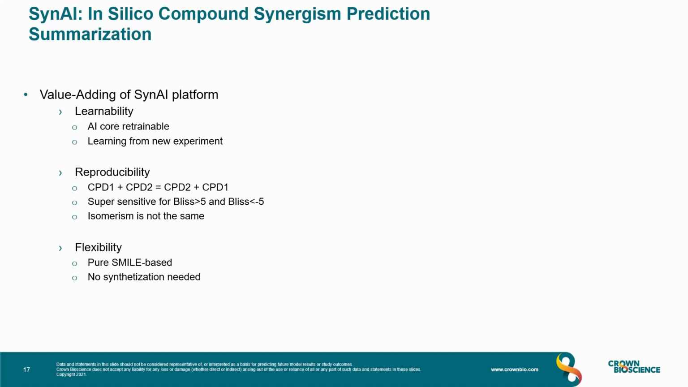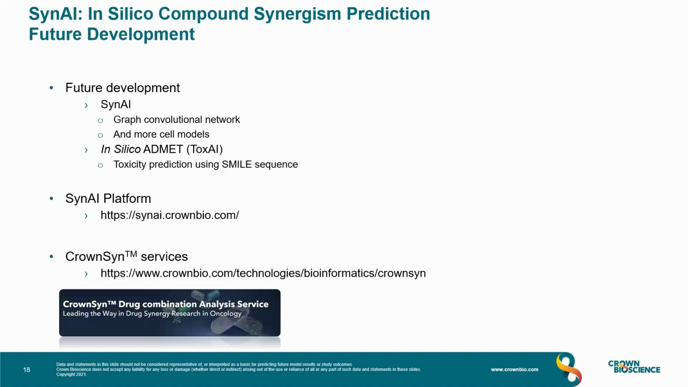Finally, we stick to pure SMILES sequence inputs to provide maximum flexibility for small molecule engineering, and especially there is no need for compound synthesis for the prediction procedures. It's just pure text-based information. Of course, this is not yet the end of our development. Our latest progress includes using graph-based networks and more cell model data to expand the functionalities of our SynAI platform.